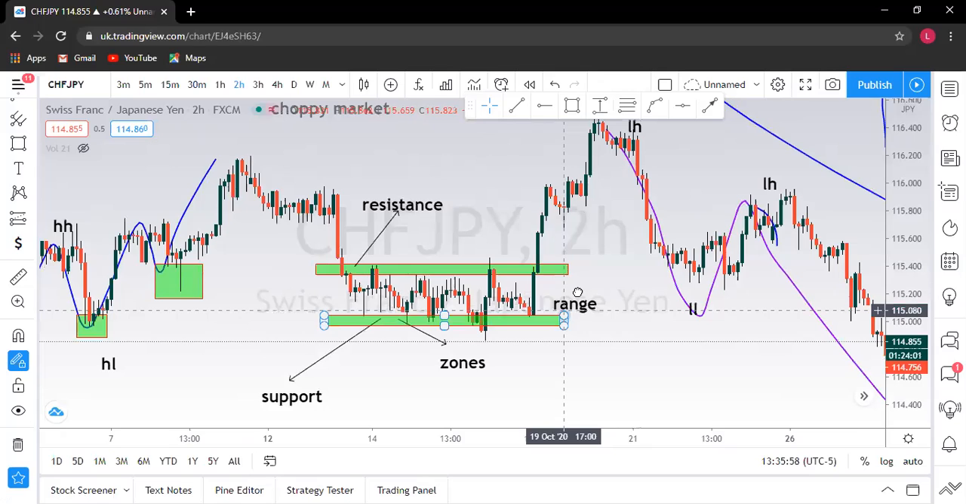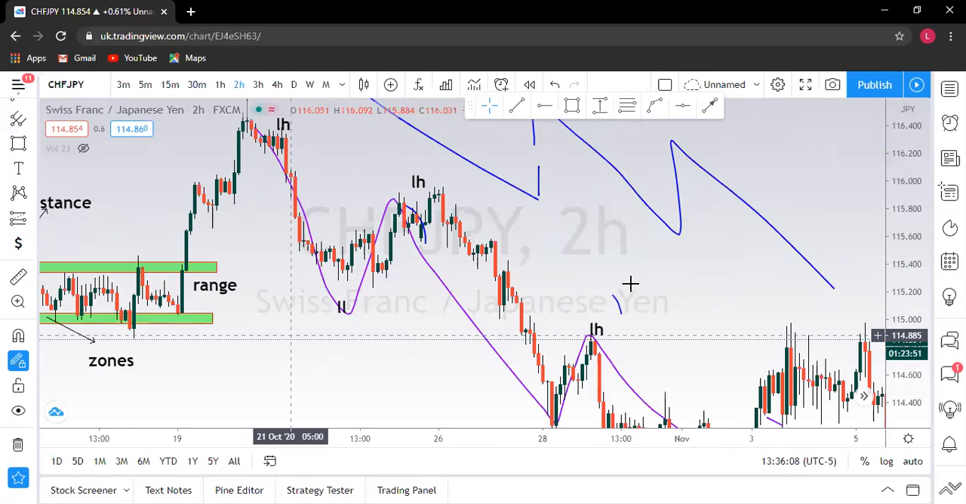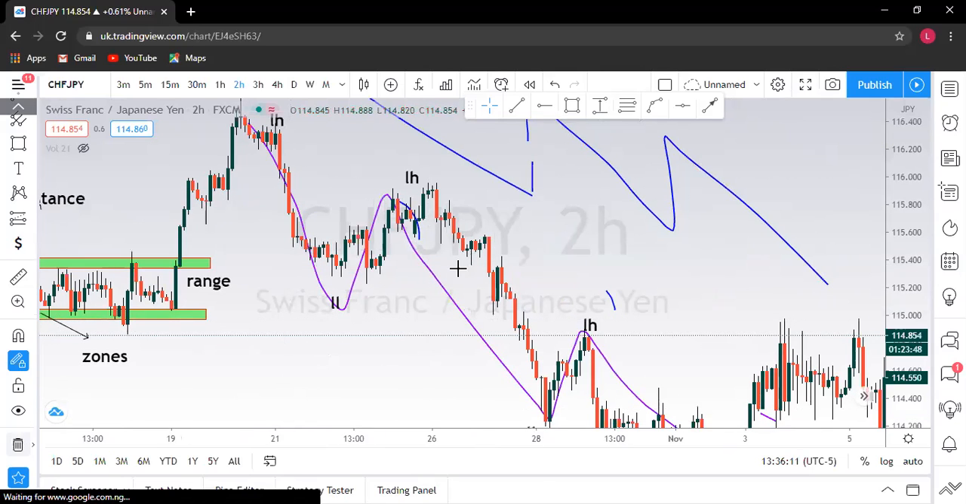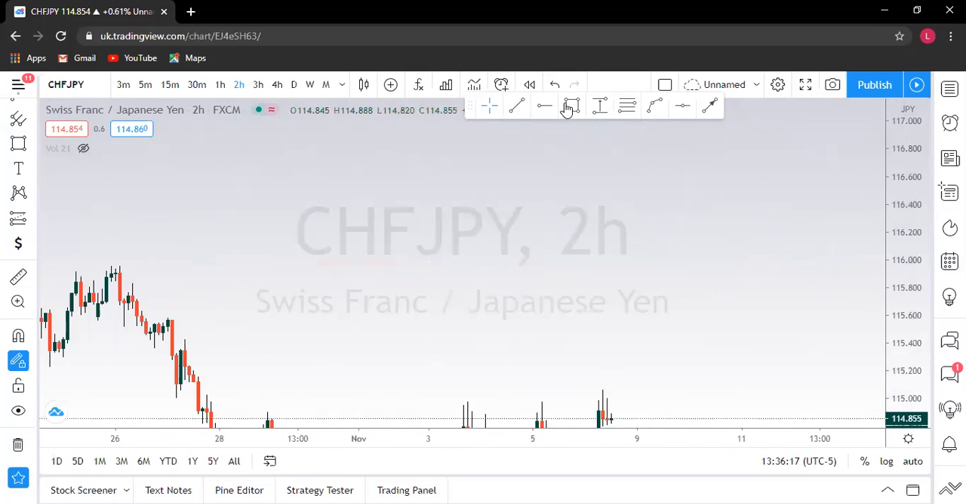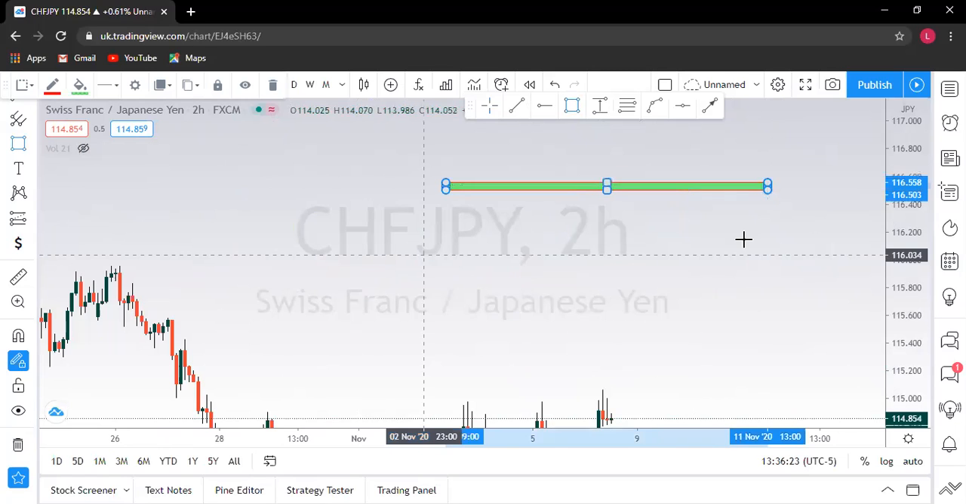So the next thing I would like to talk about now is what is known as break and retest. But before, let me clear all these things. I would like to talk about break and retest. And mostly, break and retest works mostly on a consolidating market. So that is why you should know how to draw your support and resistance effectively.